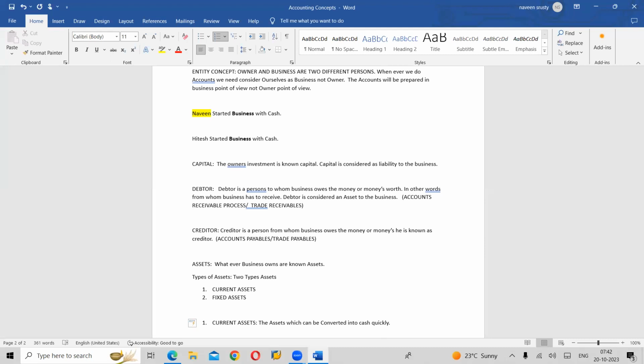No. But at the same time, you will get a question. Quickly, in the sense, how much time? In other words, within a year. Within a year's time. Sorry, someone is asking something. Within a year means the assets which can be converted into cash within a year are nothing but current assets. Now is it clear?